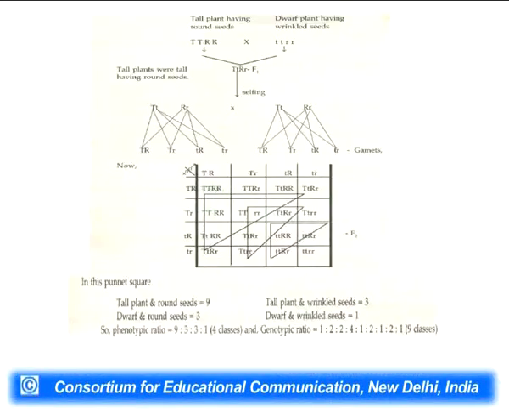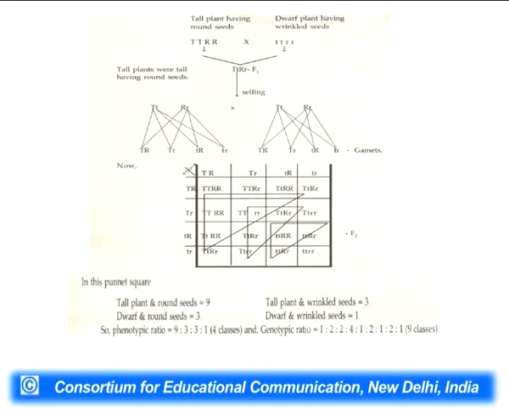In a checkerboard, we cross a tall plant having round seeds and a dwarf plant having wrinkled seeds. In the F2 generation, we would find 16 different combinations formed, and these 16 combinations can be further classified into 4 different classes as far as the phenotypic classes are concerned. In the Punnett square, we would have the ratio of 9:3:3:1, which means again 4 phenotypic classes.